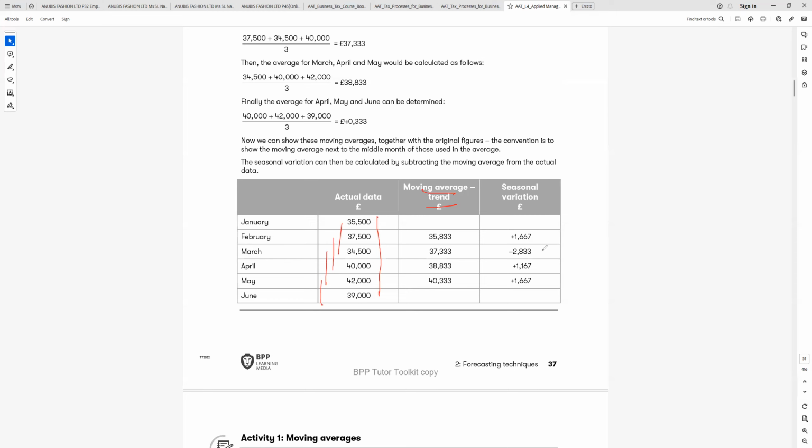On March, it will be going down by 2,883. On April, it will go up and up again. So when you make the plan for July to December, I can use the same data to see what I'm expecting the sales to be for the next quarter.